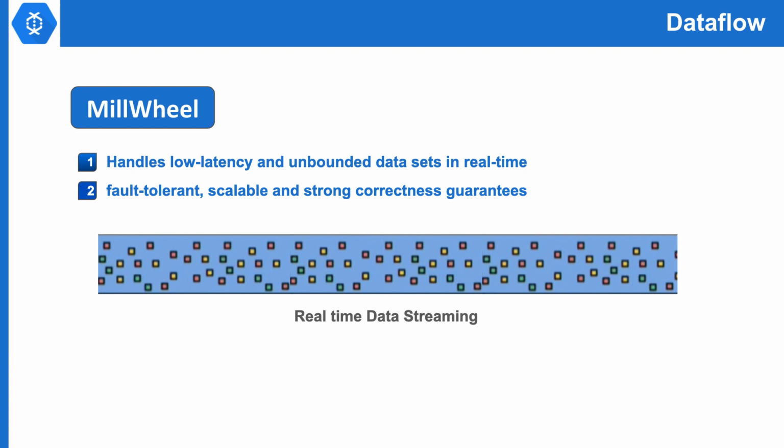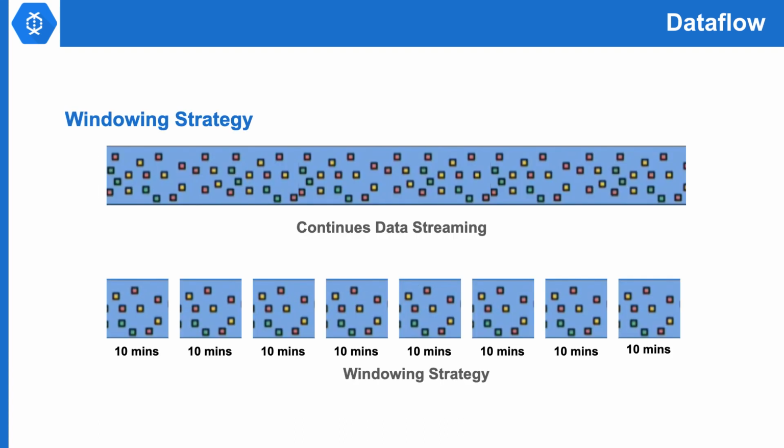It was designed from the beginning to be fault tolerant, scalable, and offer strong correctness guarantees. Processing unbounded or streaming data without any limit was not possible, as we can't collect data altogether and process it later. The typical solution for such problems is a windowing strategy. Using this, we divide unbounded data into finite pieces across time boundaries. For example, processing 10 minutes of data per window.